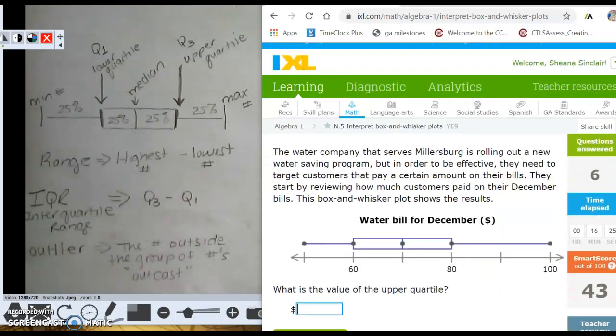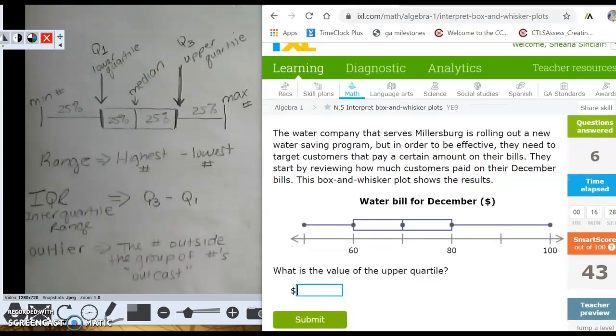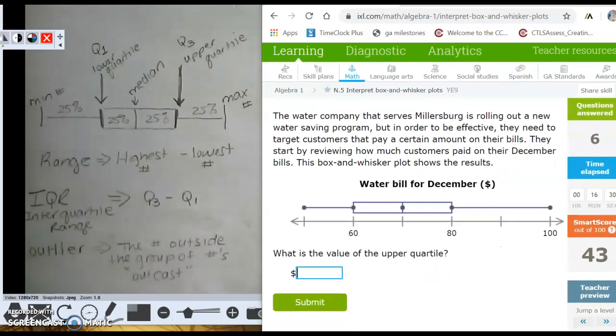Okay, we'll try about 2 more, and you guys should be good to go after that. It says the water company that serves Millersburg is rolling out a new water saving program, but in order to be effective, they need to target customers that pay a certain amount on their bills. They start by reviewing how much customers paid on their December bills. The box and whisker plot shows the results. What is the value of the upper quartile?